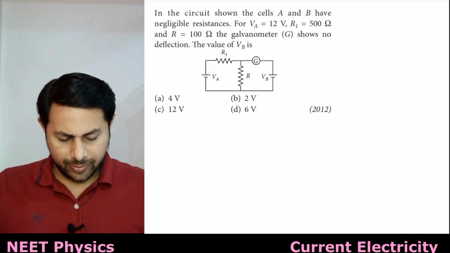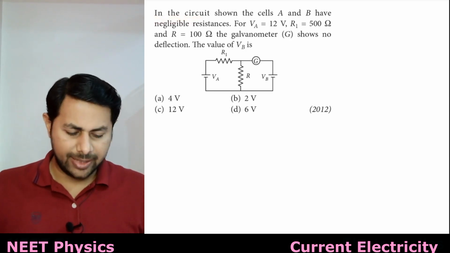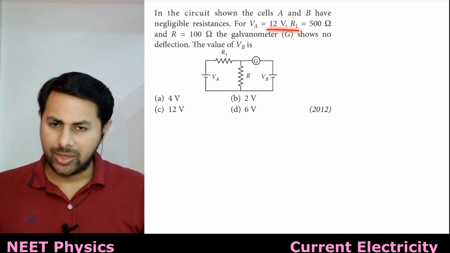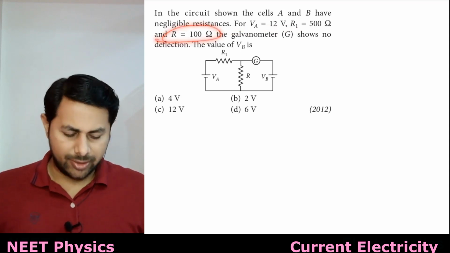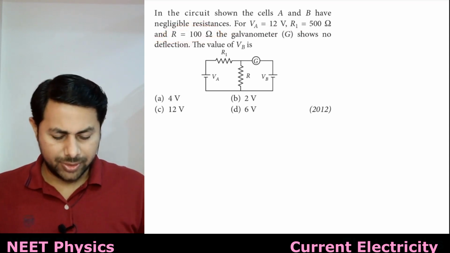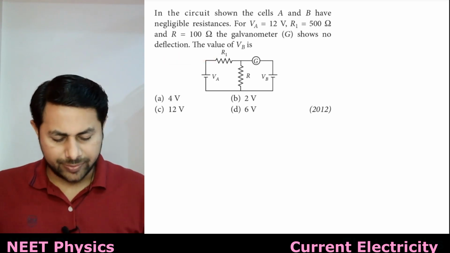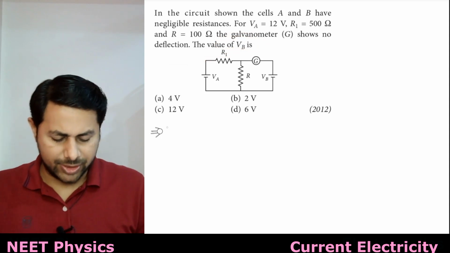Very simple. Okay, see the next one. In the circuit shown, the cells A and B have negligible resistances. For VA equal to 12 volt, R1 equal to 500 ohm, and R equal to 100 ohm, the galvanometer G shows no deflection. What's the value of VB? This is the question.